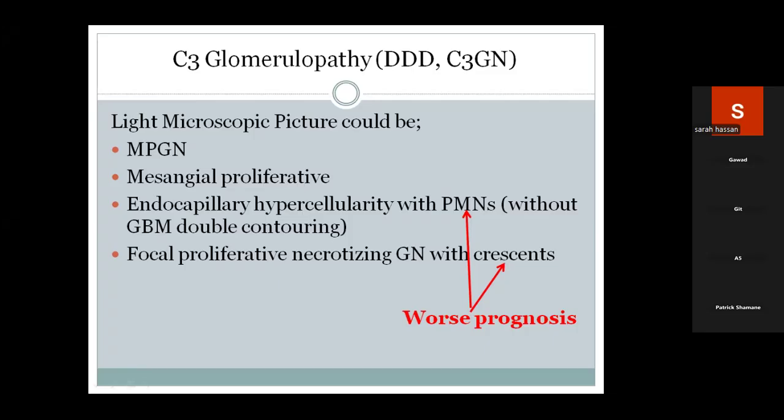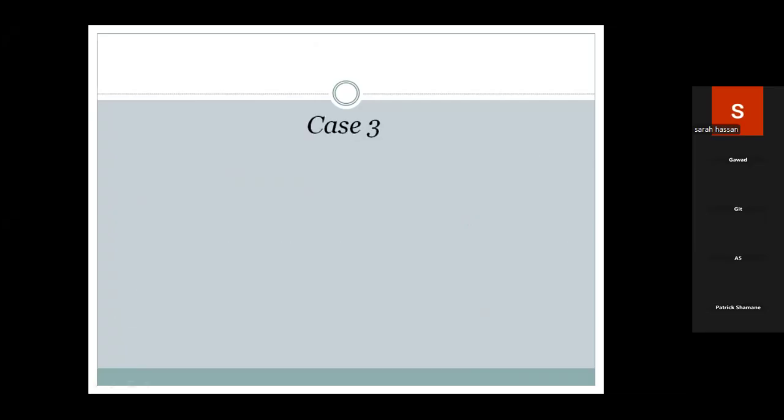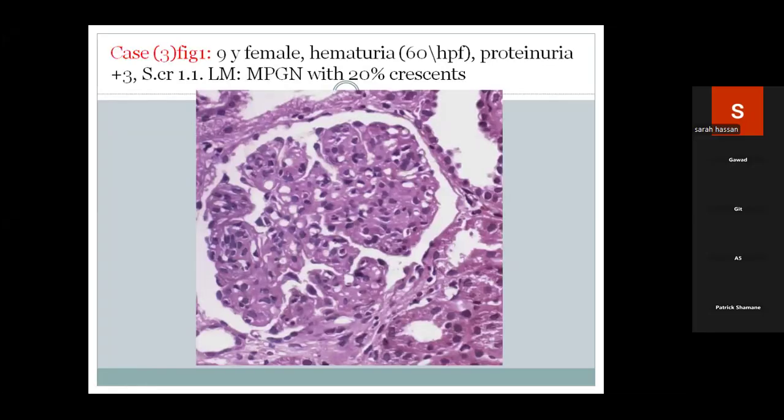Let's go to this case. It's a case of a 9 years old female, hematuria 60 per high power field, proteinuria 3 plus, and serum creatinine 1.1. Her light microscopic picture is MPGN with crescents 20% and some neutrophils as well, and that's the mesangial expansion with hypercellularity.